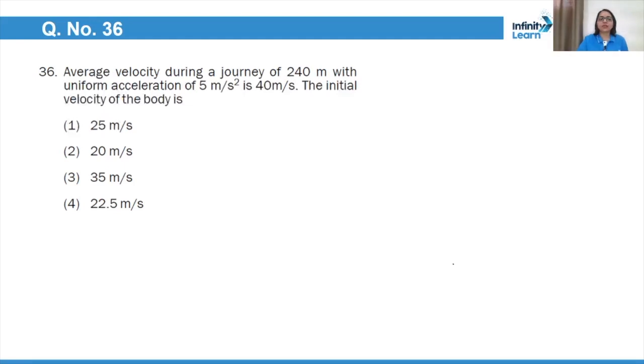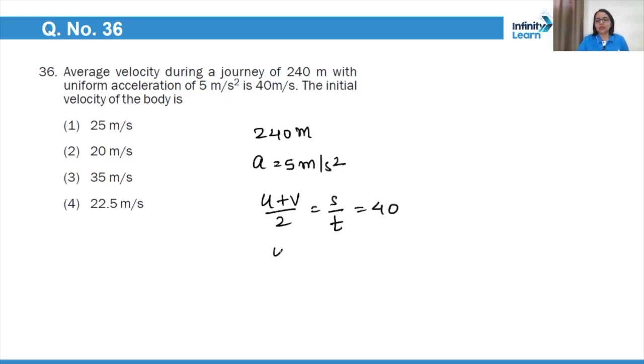Question number 36. The average velocity during a journey of 240 meter with uniform acceleration 5 meter per second square is 40 meter per second. The initial velocity of the body is. So basically (u plus v) by 2, which is equal to s upon t, is equal to 40, right? So u plus v is equal to 80, and s upon t is equal to 40, but s is given as 240. So you can find the time. In this case, 240 divided by 40 will be time. So time is 6 seconds.